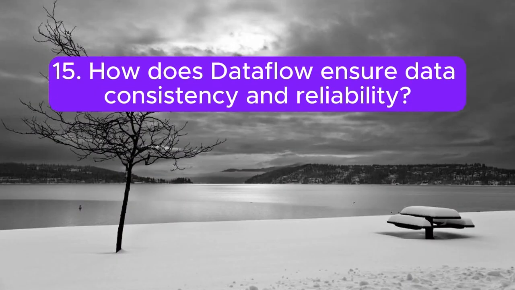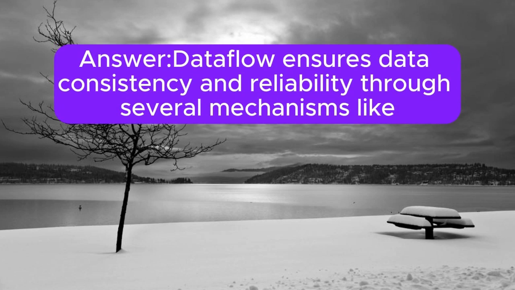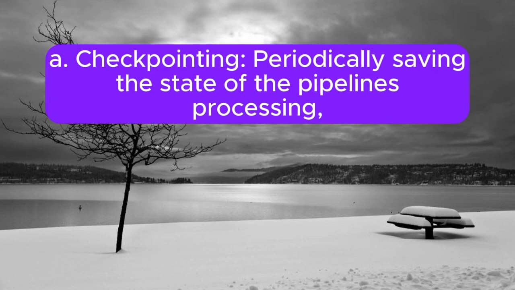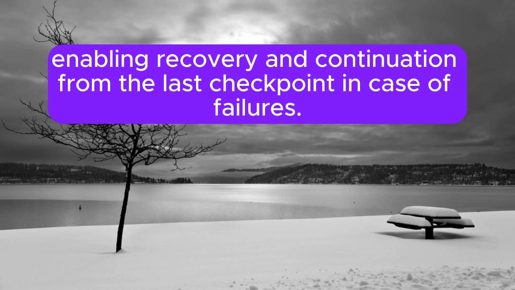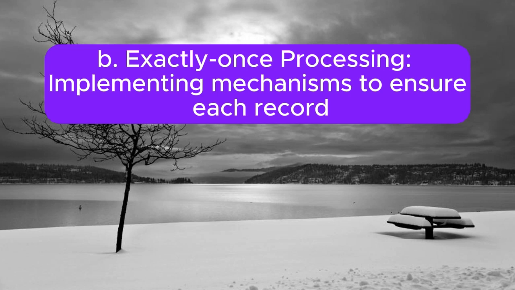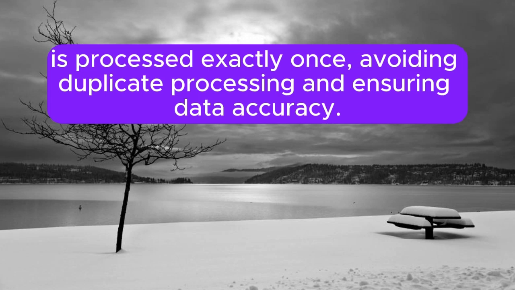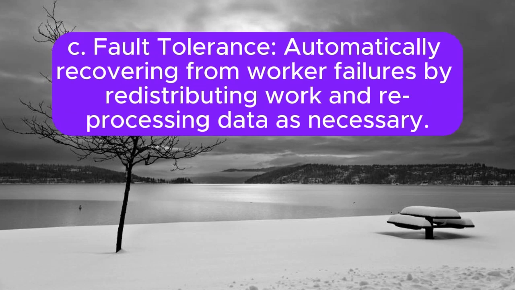15. How does Dataflow ensure data consistency and reliability? Answer: Dataflow ensures data consistency and reliability through several mechanisms like A. Checkpointing, periodically saving the state of the pipeline's processing, enabling recovery and continuation from the last checkpoint in case of failures. B. Exactly once processing, implementing mechanisms to ensure each record is processed exactly once, avoiding duplicate processing and ensuring data accuracy. C. Fault tolerance, automatically recovering from worker failures by redistributing work and reprocessing data as necessary.